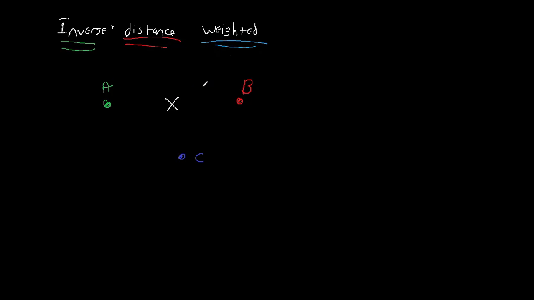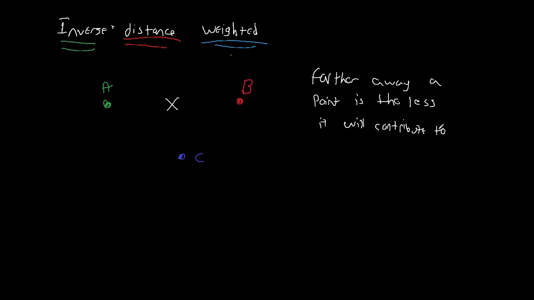So what that means is that the farther away a point is, the less it will contribute to the estimation. And this makes logical sense. It's Tobler's first law of geography: things that are closer together are more related than things that are distant.